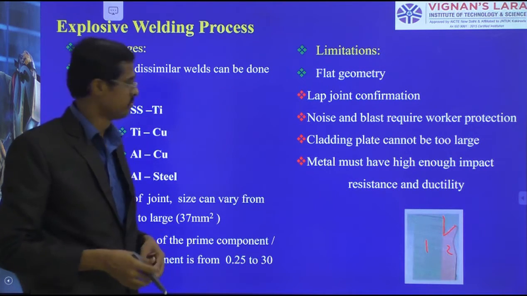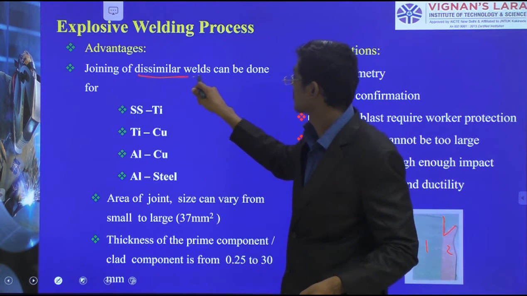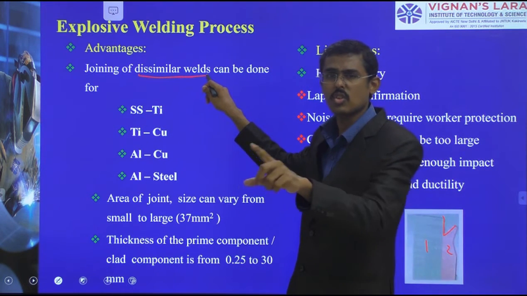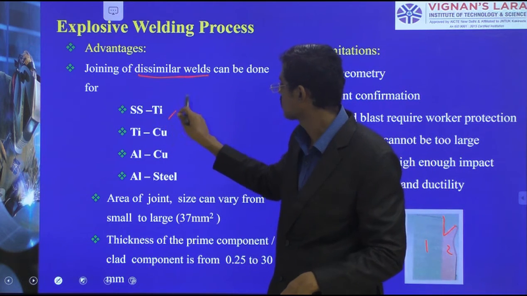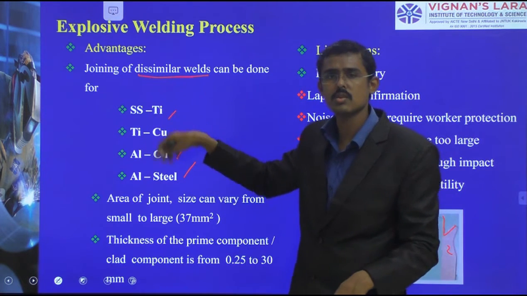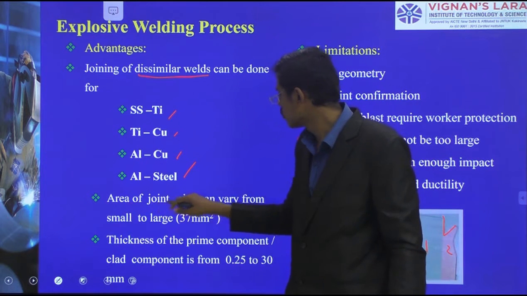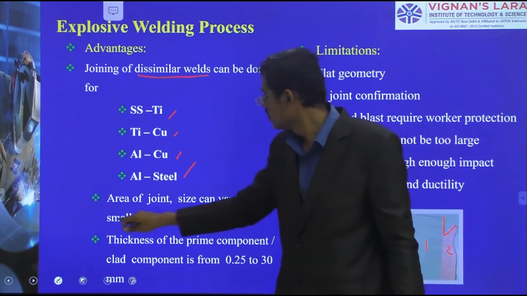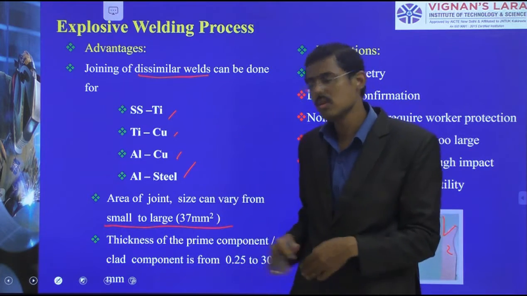No use of that. So, advantages: joining of dissimilar materials. Stainless steel with aluminum, stainless steel with copper, with titanium, titanium with copper, aluminum with steel. Such dissimilar cladding processes we are able to do. The area of the joint can vary from small to large sizes. A large component we can weld.